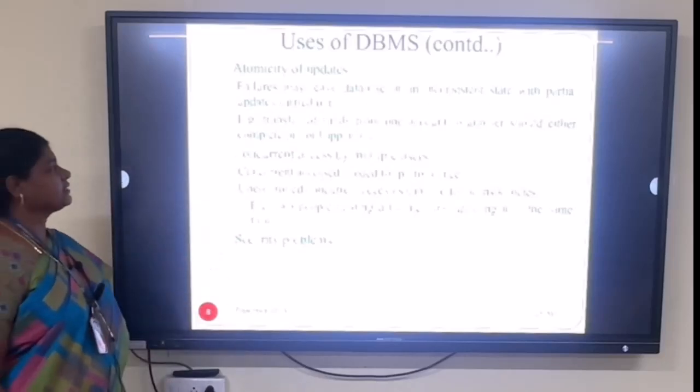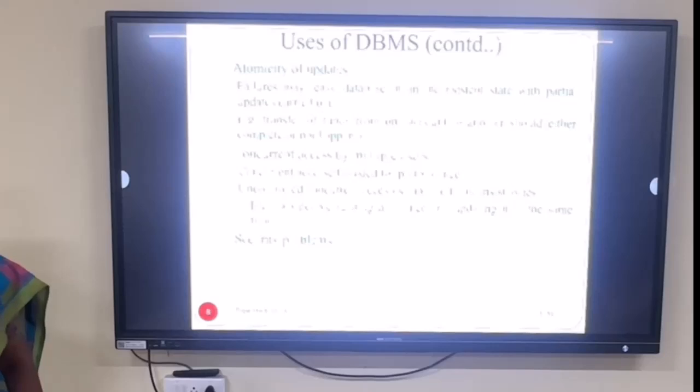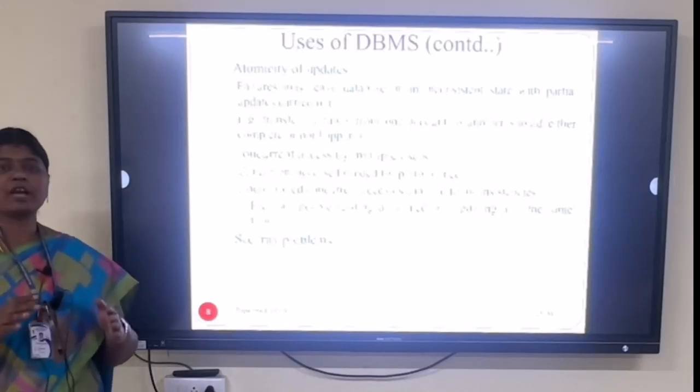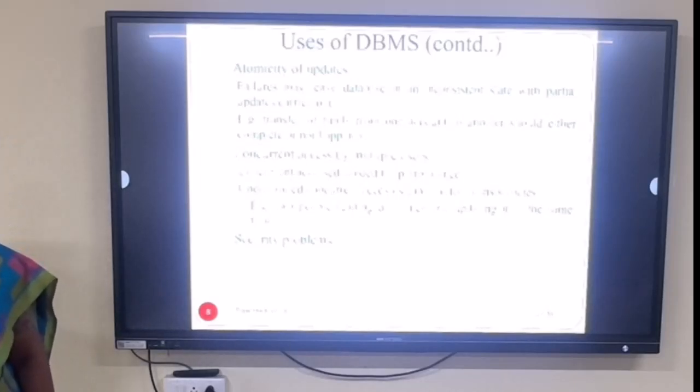Then concurrent access by multiple users. One person can send an amount to another person, and at the same time, another person can send an amount to that same person's account. So if concurrent transactions occur, the database should give the exact result. Multiple transactions should produce the exact result.